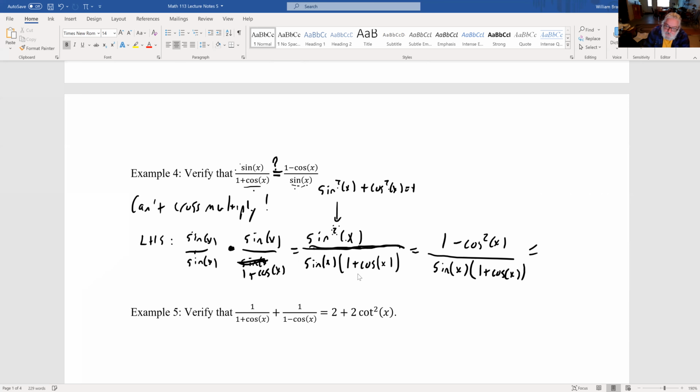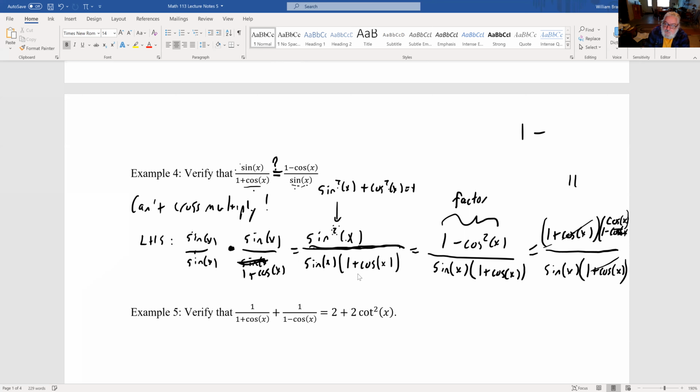Does that help me? Well, you have to be able to use some of your algebra skills. That's a thing that can be factored. 1 plus cosine x times 1 minus cosine x. Oh, and I really ran out of space there, didn't I? 1 minus cosine x all over sine x times 1 plus cosine x. But that means this and this can cancel out, and you're left with 1 minus cosine x over sine x, which is what we wanted.